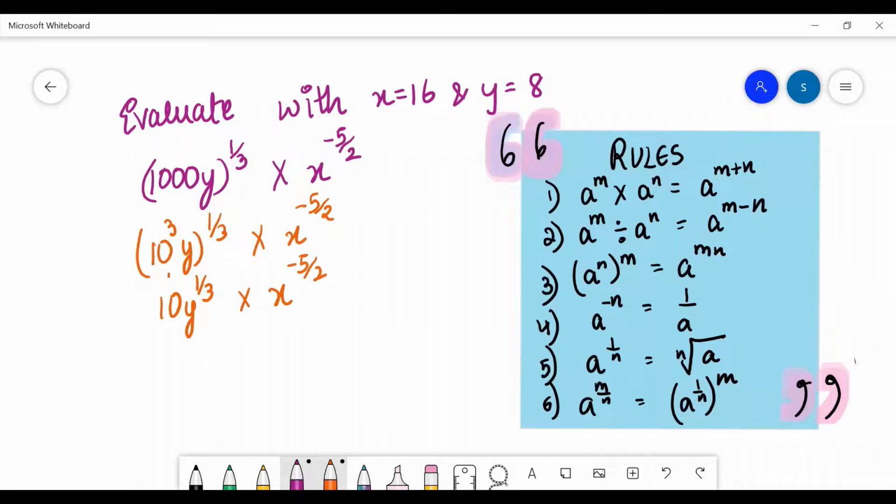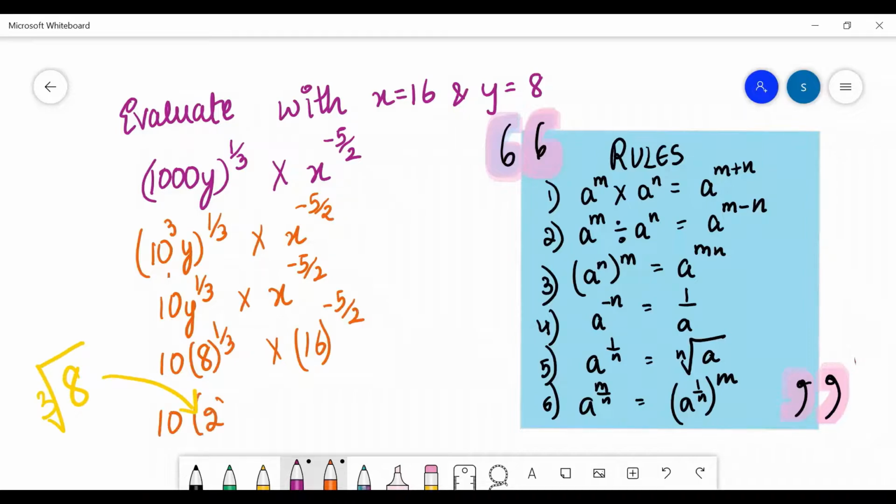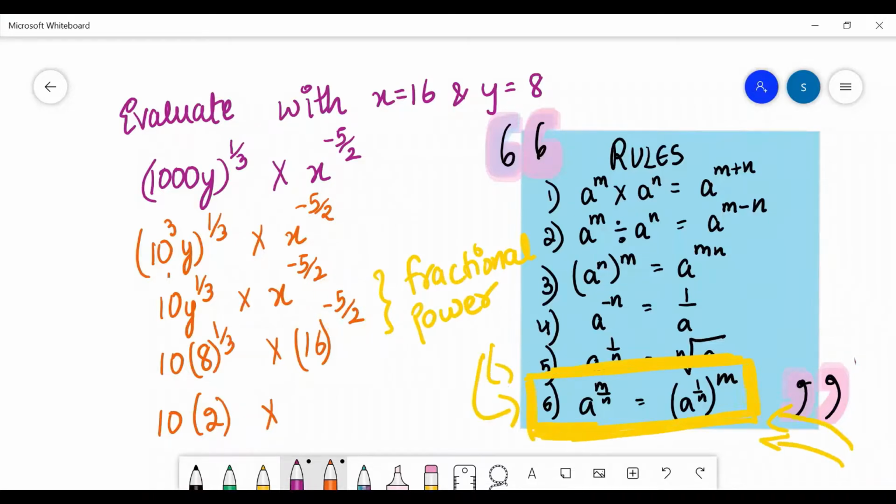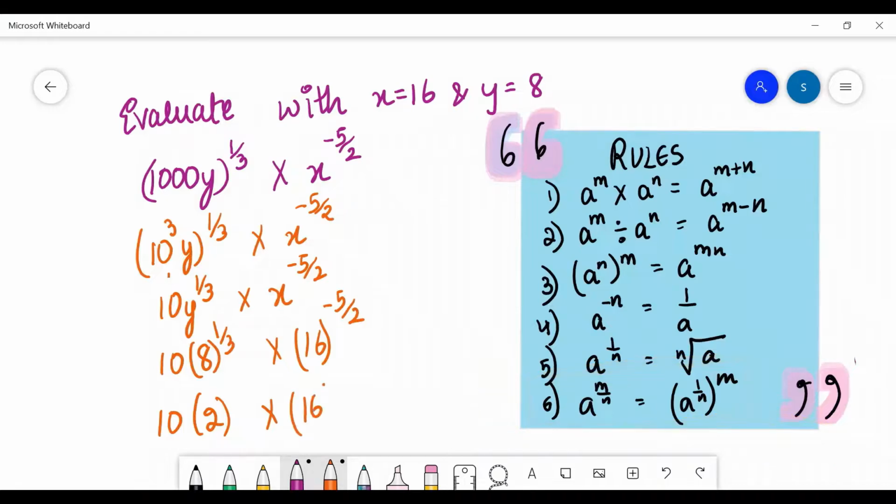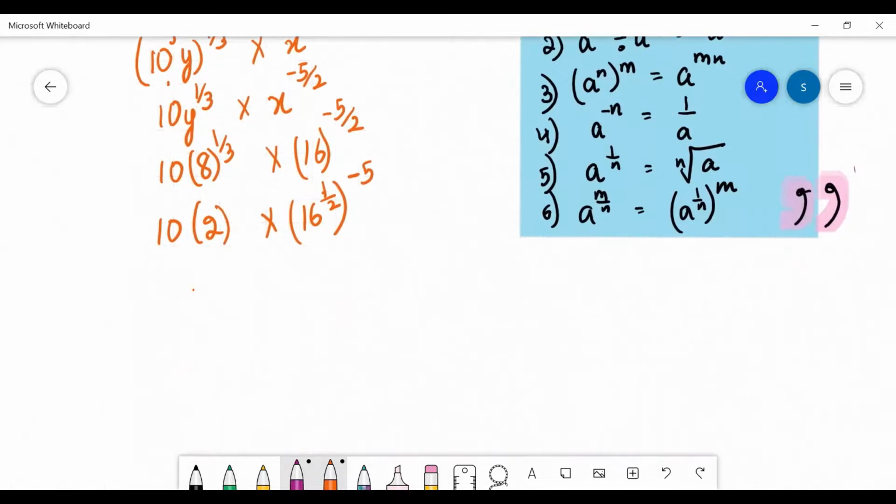Now just put in the values here. 10 into y, which is 8, so 8^(1/3), into x, which is 16, to the power -5/2. So now 10 into, what is the cube root of 8? It's 2, into 16. Minus 5 by 2 is a fractional power, right? So you can use the sixth rule and take the denominator inside, which is basically 1/2, and keep the numerator outside. Now you get 20 into, what is root 16?